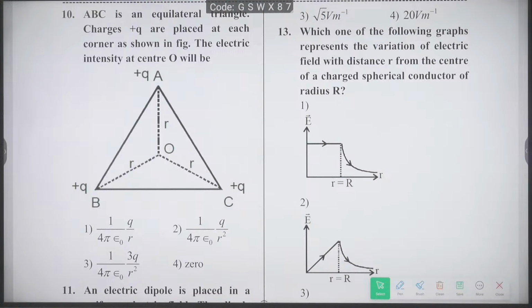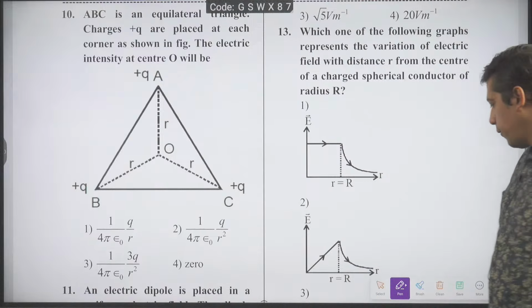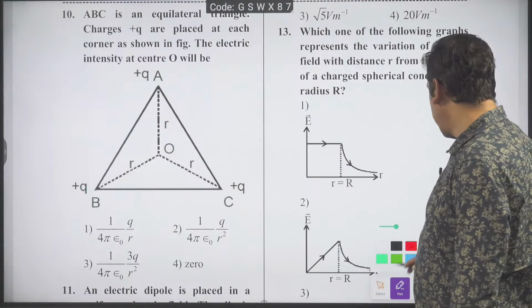Okay, a lot of answers are there. 4, 3, 4, 3. Why are you saying 3 options? Equilateral triangle, charges are placed at the corners, the electric intensity at the center. Oh, we are asking for the electric field, beta. So I have to do vector addition, right? You can't do scalar addition. I'm not asking for potential, we are asking for electric field. And as I told you, electric field is a vector quantity.